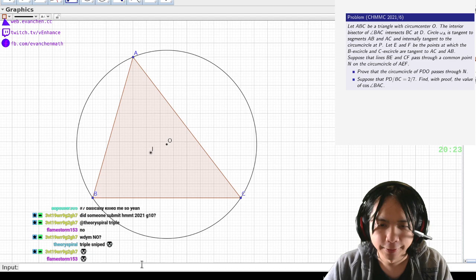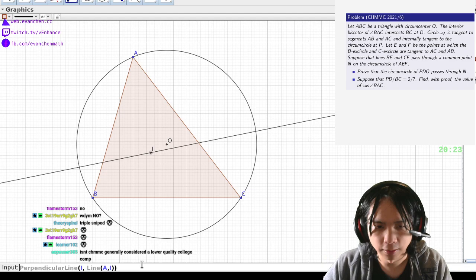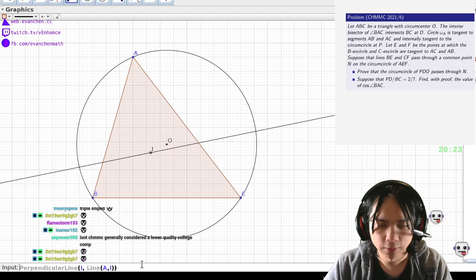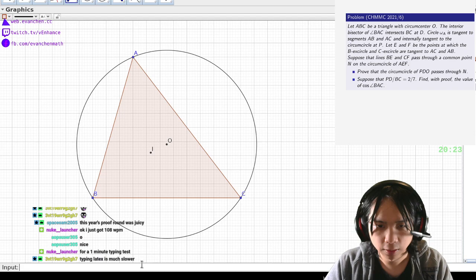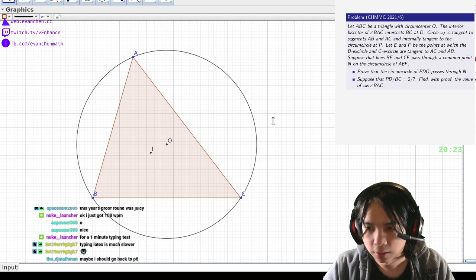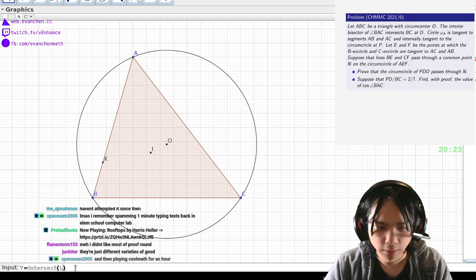So perpendicular line, line AI. That's that line. Let's call it X and Y because, you know, taken. Wait, why did X not get defined? Oh. There. Okay, and then Y is intersect line XI against the other side, so we're going to define the arc midpoint.